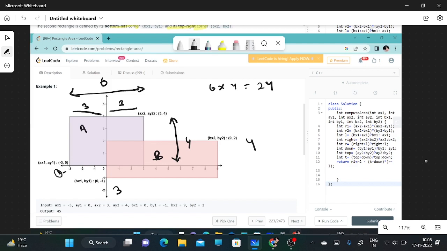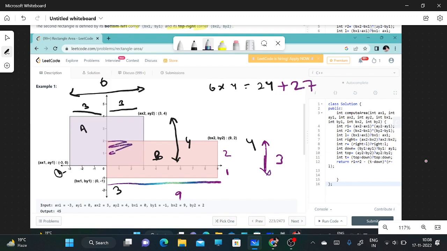Now for the second rectangle, the length is 9 and the width is 2 plus 1, 3. So the area of the second rectangle is 27.